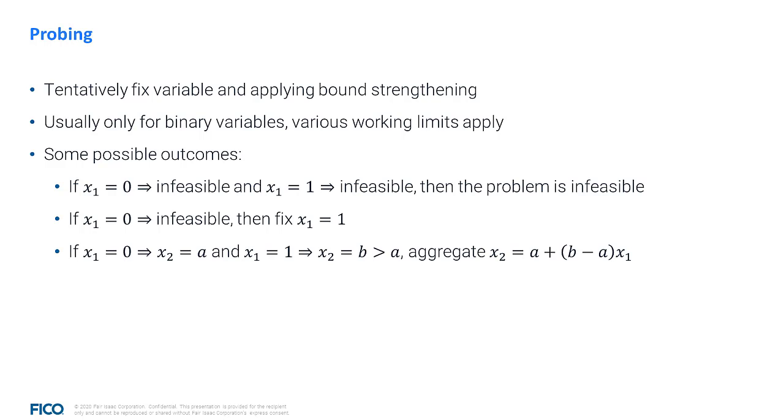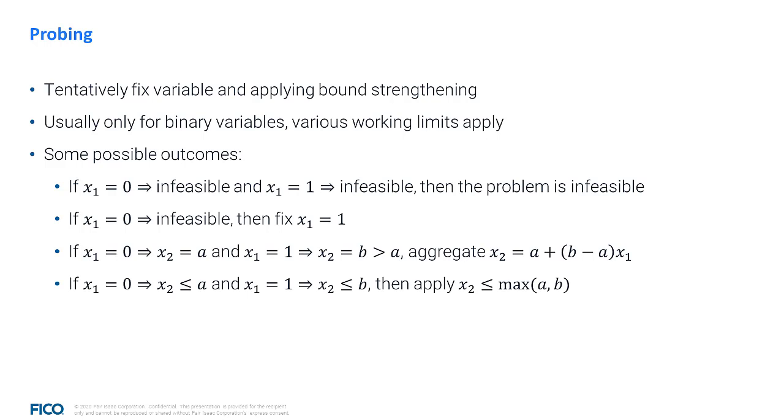Assume one of the probes implies a particular fixing for another variable x2, while the other probe implies a fixing to another value or even the same. In such a situation, we can aggregate this information and present x2 in terms of x1. In this way, when x1 is 0, x2 will be A, and if x1 is 1, it will be B.